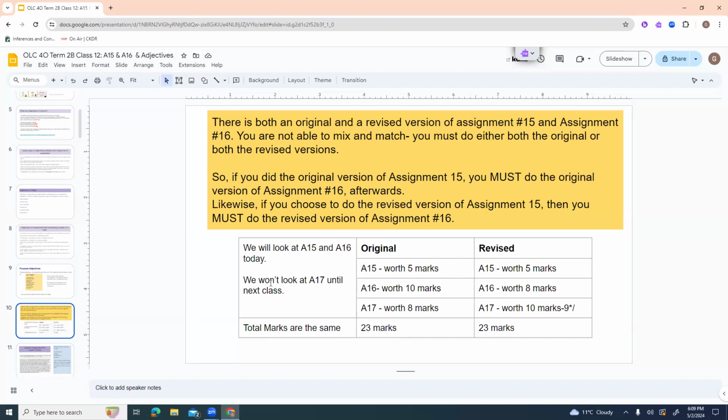Okay, so today we're only looking at 15 and 16. Tomorrow we look at 17. It doesn't change anything for the marks, okay? The original A15 is worth 5 marks, same thing for revised.